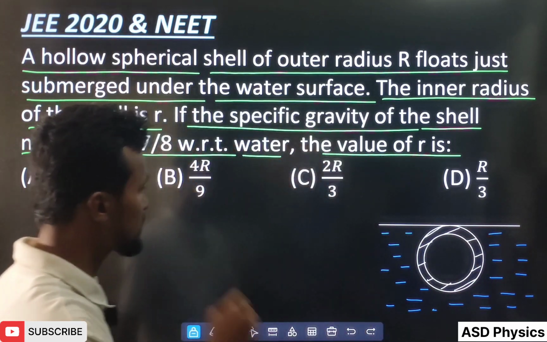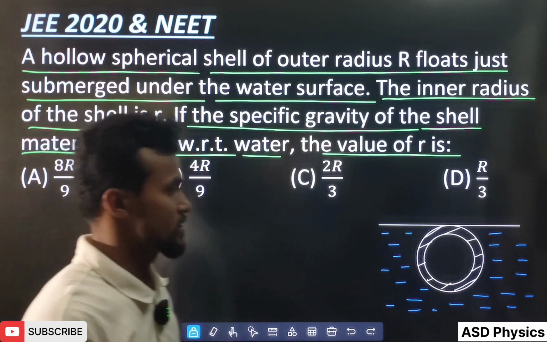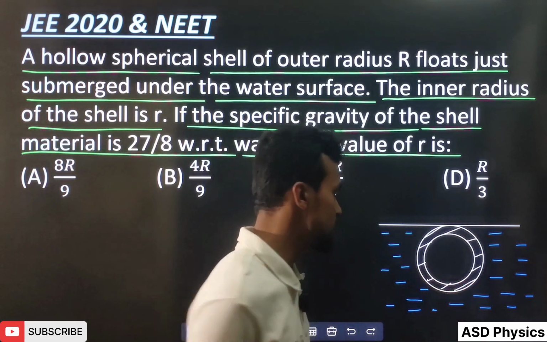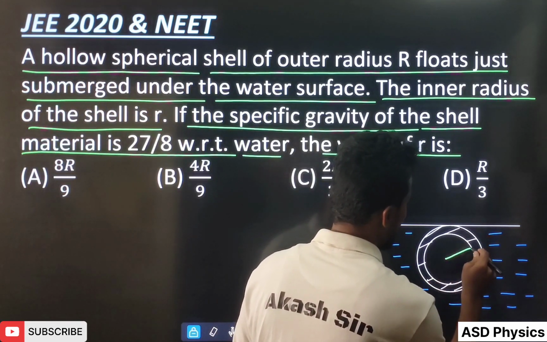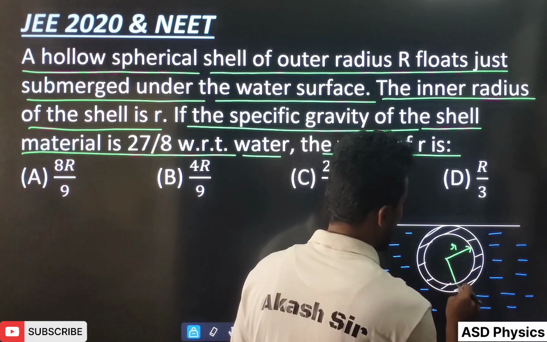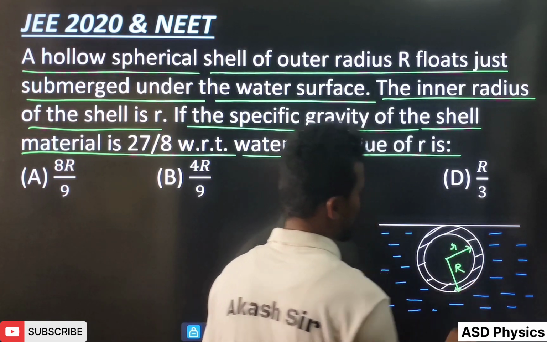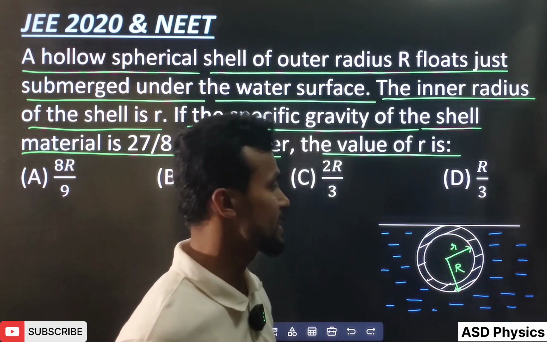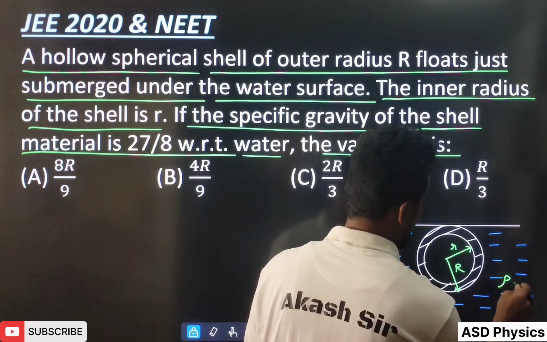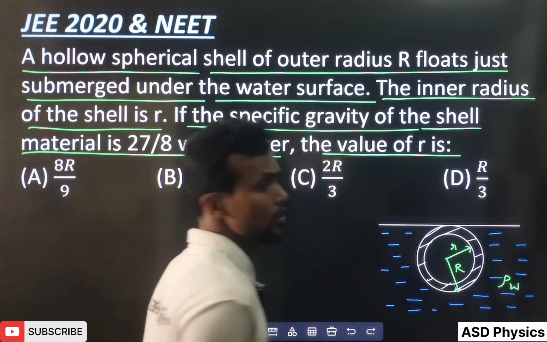Okay students, so first let's decode the situation. So here you can see one shell is this. Let's take the inner radius as small r, and the outer radius as capital R. This is just submerged inside the water. And the density of the water is rho w.